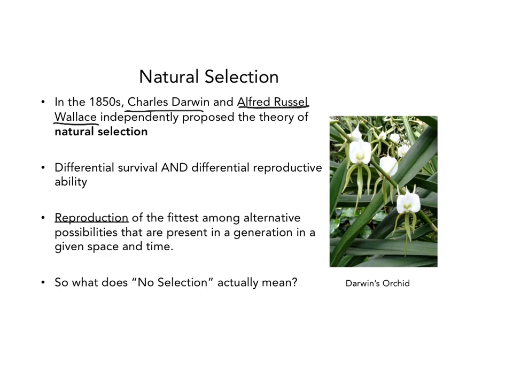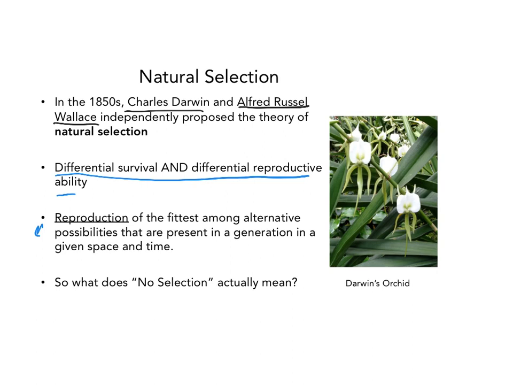Now, what it actually is, is differential survival and differential reproductive ability. It's not this idea of survival of the fittest, or the longest in the tooth. That is really not what natural selection is about. This is reproduction of the fittest, and it's not just as simple as reproduction, but it's the fittest among alternative possibilities that are present in a generation in a given space and time.